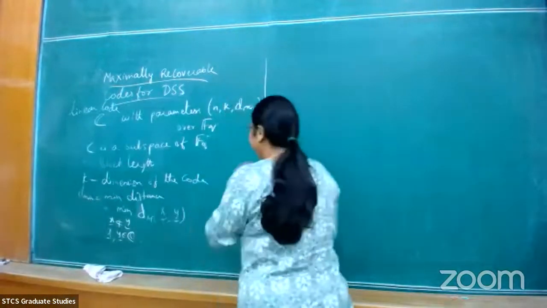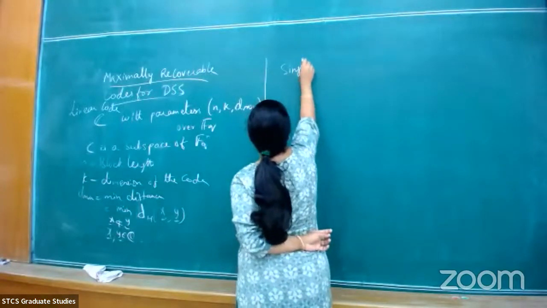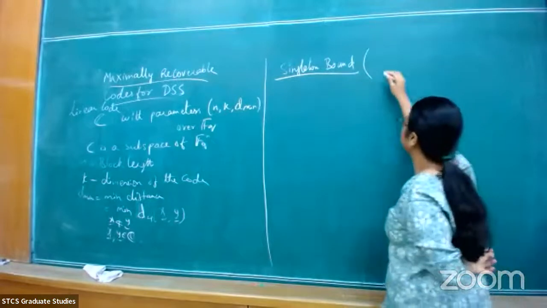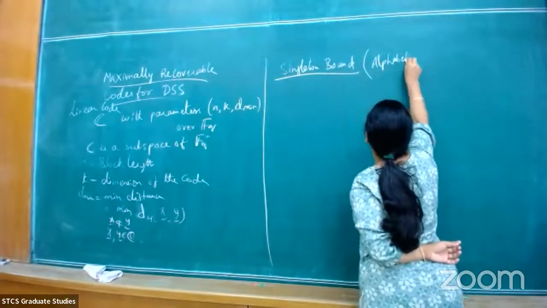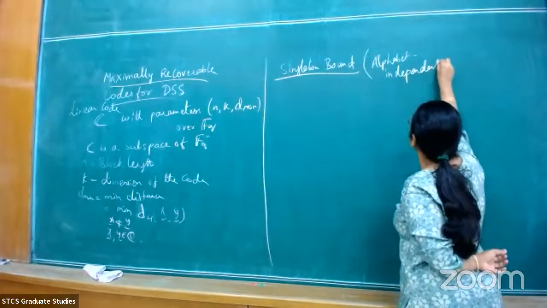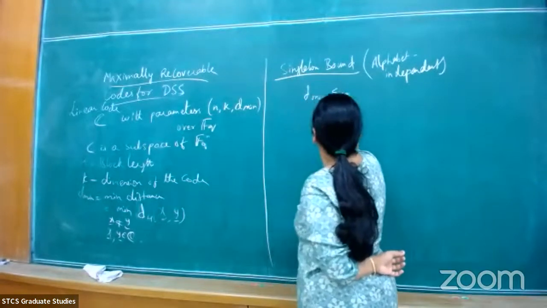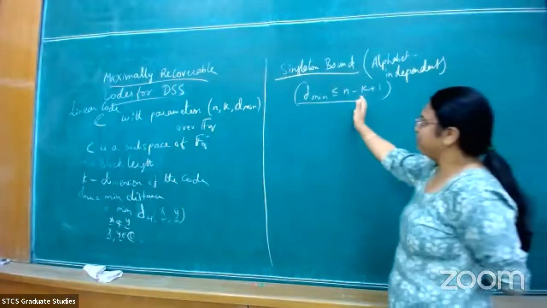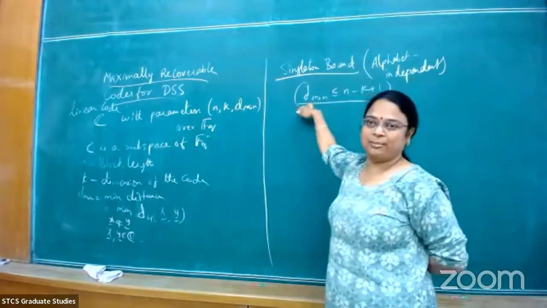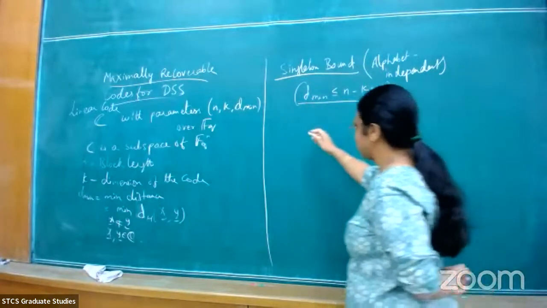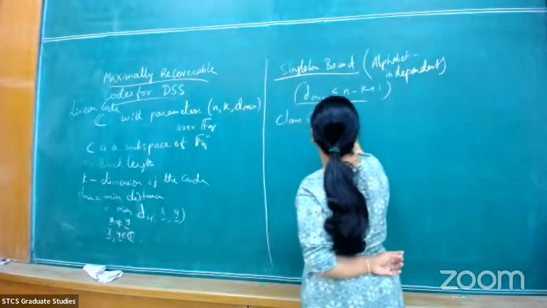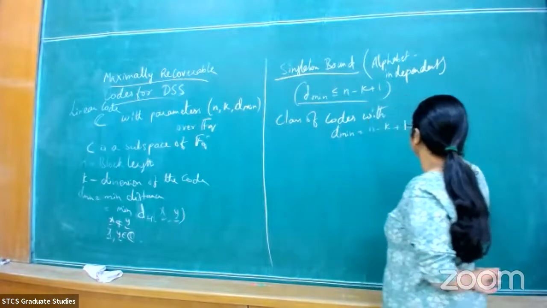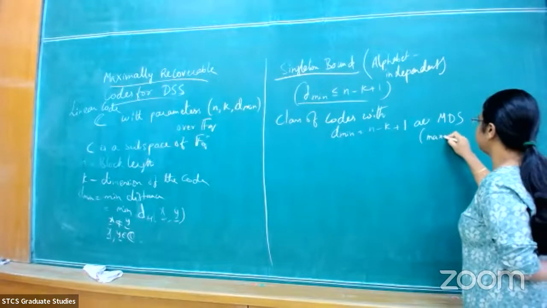So we recall the parameters quickly, and then there is something called the Singleton bound, which relates these parameters of the code. And this can be thought of as an alphabet independent bound. It says d_min is less than or equal to n minus k plus 1. That is the relation between the three parameters, and it's said to be alphabet independent because in this bound q is not coming into the picture. The class of codes which achieve this bound with equality, d equal to n minus k plus 1, are called MDS codes, which is maximum distance separable codes.